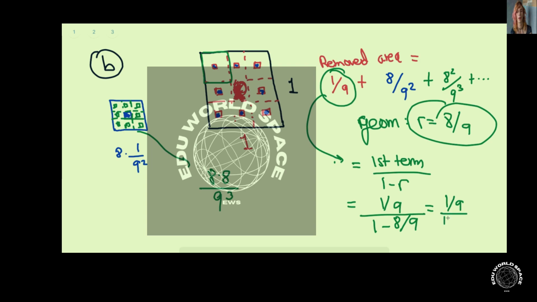You get 1/9 over 1/9. That's equal to 1. And that is precisely the sum that we wanted for A and also for part B. So this is our final answer.